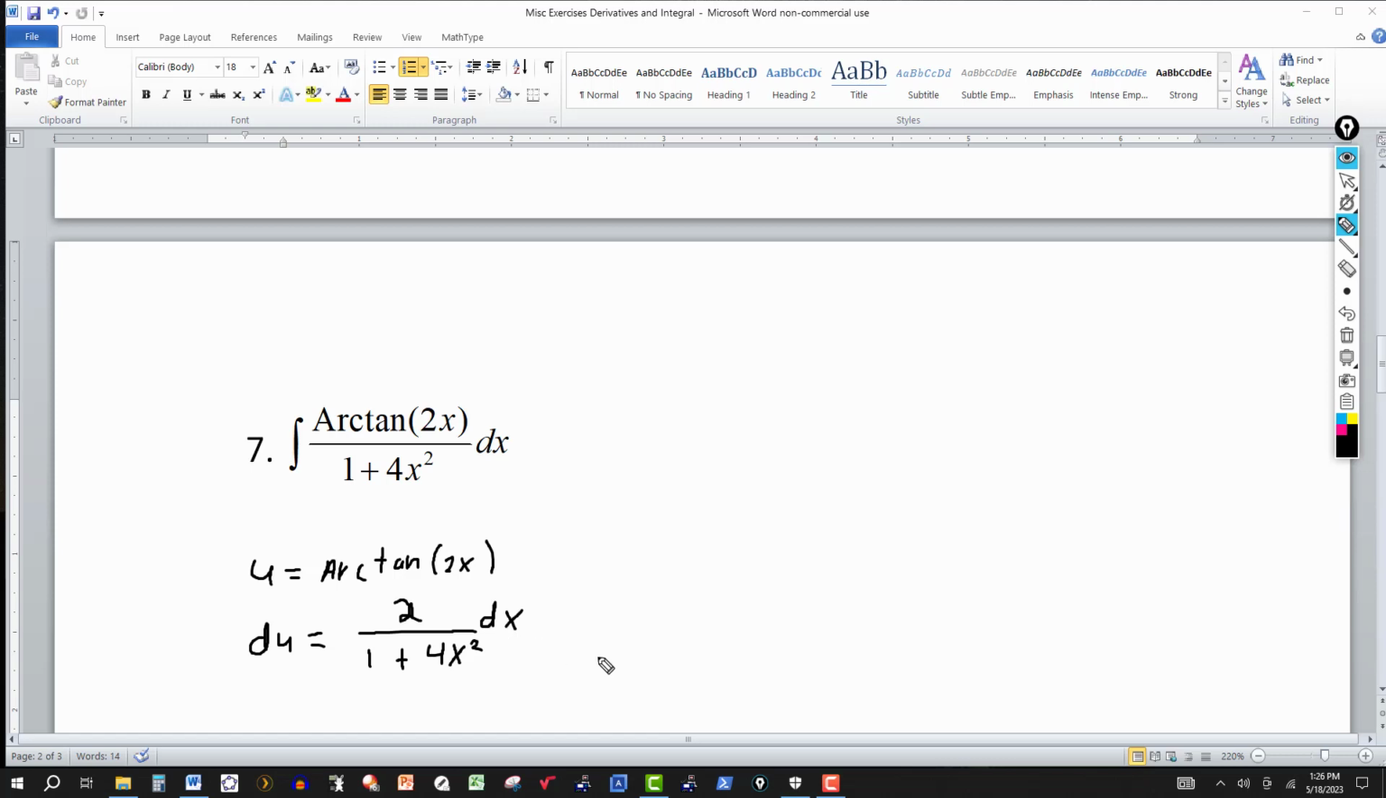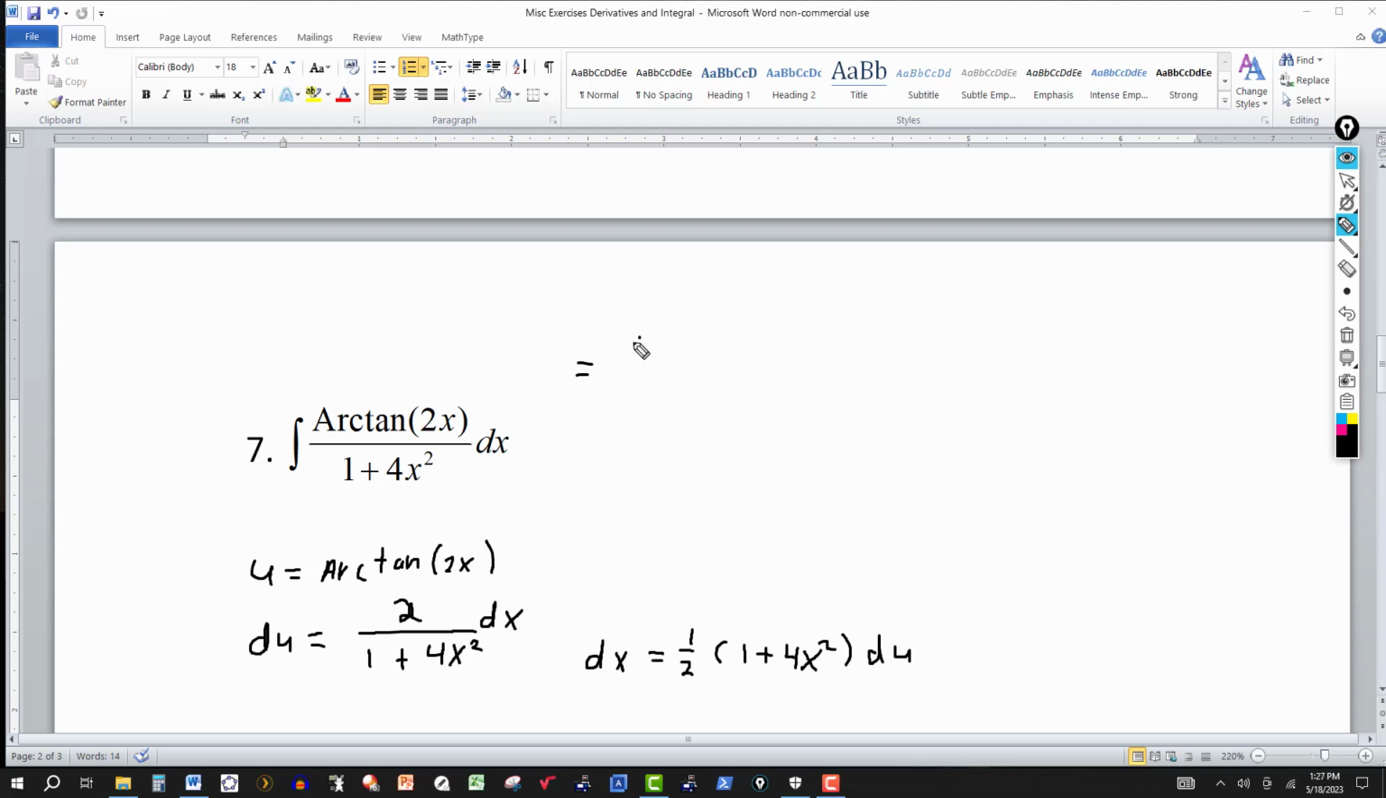So let's solve for dx here. Multiplying both sides by 1 plus 4x squared, this will give me 1 plus 4x squared, and then I've got du, and then I've got this 2 right here, so I divide by 2, so I'm going to put the 1/2 here. So now we come back to this one over here.